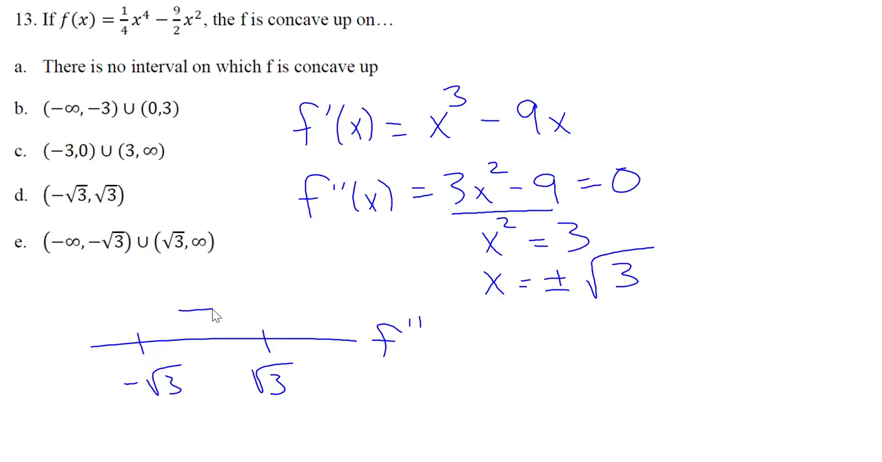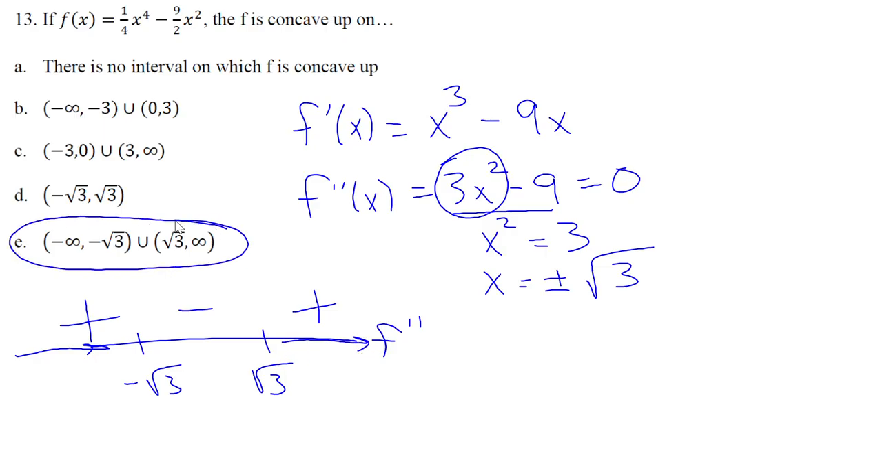If I plug in something more than root 3, like a billion, 3 times a billion squared minus 9 is definitely positive. And the same will happen if I plug in something like negative a billion, because when we square a negative, we get a positive, a really big positive if we're squaring negative a billion. And when we multiply that by 3 and subtract 9, it's still positive. So our function is concave up on the interval from negative infinity to negative root 3, and then from root 3 to infinity, which is answer choice E.